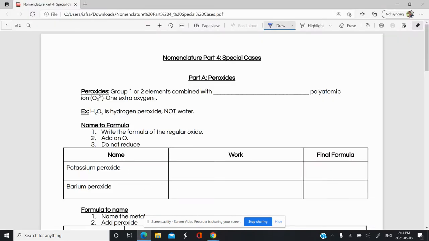So we'll start off with peroxides. A common peroxide you would have heard of already is H2O2, hydrogen peroxide. So notice that it looks very similar to water, but there's an extra oxygen there. And that's part of that definition. So peroxides are group 1 or group 2 elements combined with the peroxide polyatomic ion. And that peroxide polyatomic ion is O2, 2-. So it's essentially one extra oxygen.